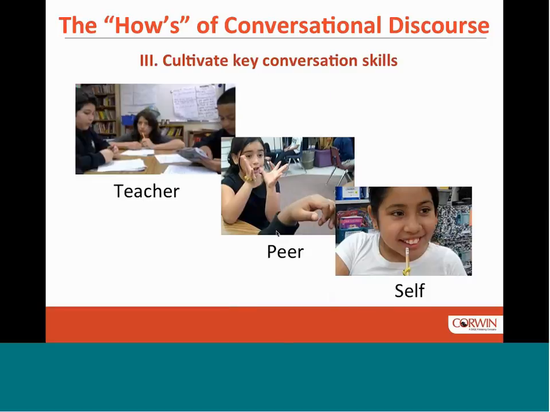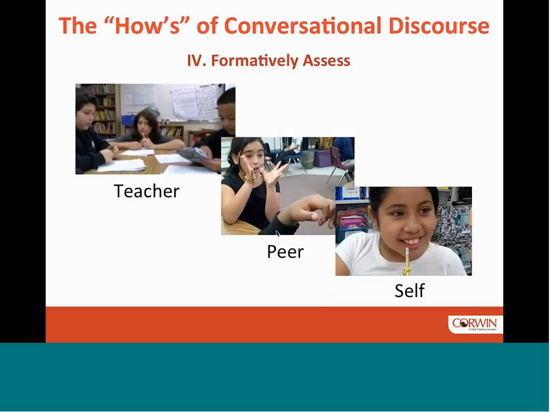Okay, our fourth and final how is formative assessment of conversational discourse. Over time, you and your students get better at knowing what to look for when it comes to conversation. A few suggestions include, teachers should observe student conversations, provide feedback, model skills and strategies as needs arise. Peers can use student-friendly tools to help them to reflect on their conversations and provide feedback to one another. And finally, students should self-reflect on their conversations, how they succeeded to build ideas with others, and what they might work on next time to have better conversations.